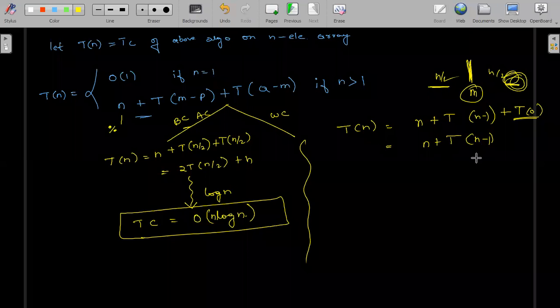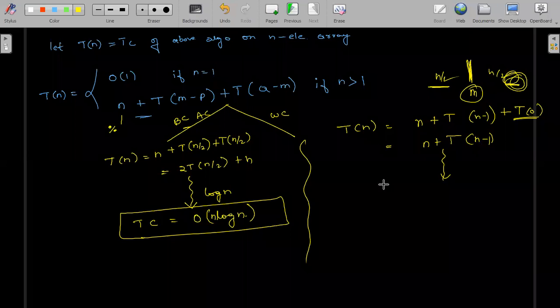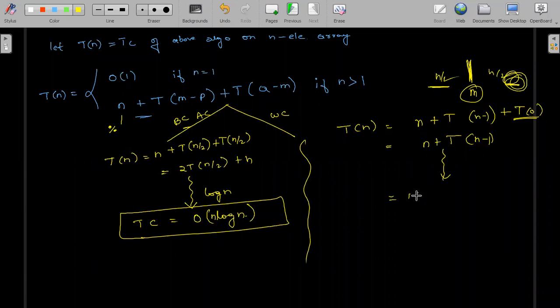Now what happens here? n plus T of n minus 1. What does T of n minus 1 indicate, very clearly? It will go n, n minus 1, n minus 2, n minus 3, like that. So what you are going to get is the natural numbers: 1 plus 2 plus 3 plus, up to n. Yes or not? It indicates the sum of natural numbers.